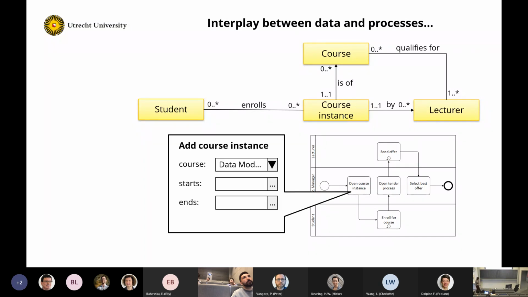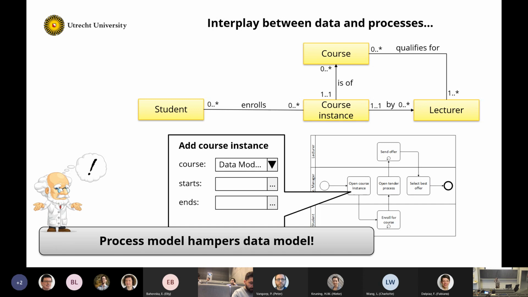So we have a form. The form that the education manager has to fill in is: select the course for which the course instance will be, select when it will start, and select when it will end. Then I try to submit this. My data constraint says there should be a lecturer for a course instance. So my process hampers because of the data model. My process wants to continue and fill in data, but my data model says there's a constraint that's not satisfied, so I can't continue.